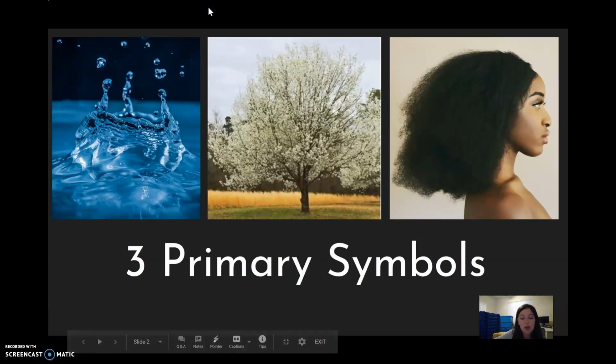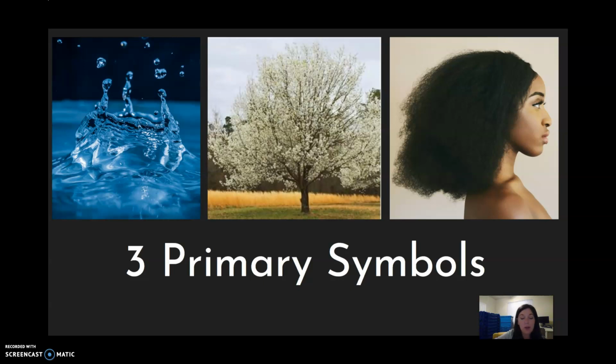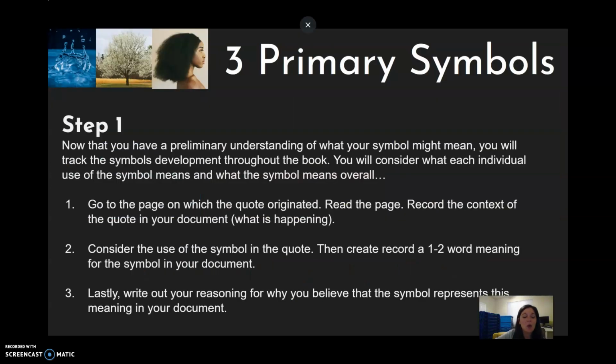So at this point, you've selected which of our three primary symbols you're going to focus on for the novel, either water, trees, or hair. And you've conducted preliminary research on different artifacts to come up with a hypothesis about what your symbol might mean. And so now you're going to start looking at the text and using that text to figure out what Zora Neale Hurston's meaning is behind the use of the symbol.